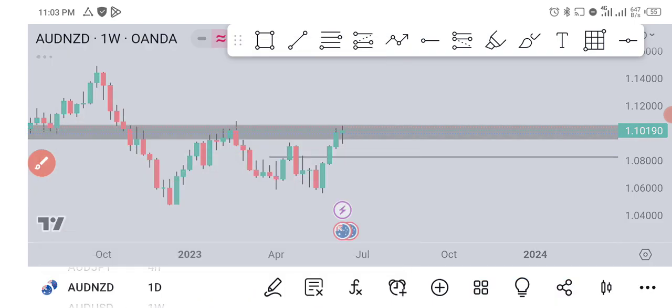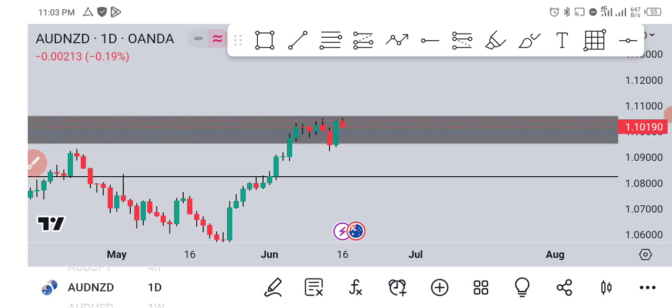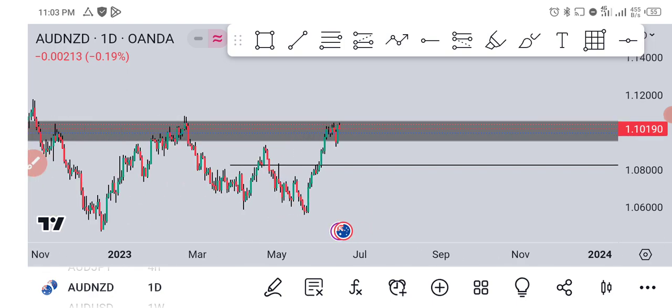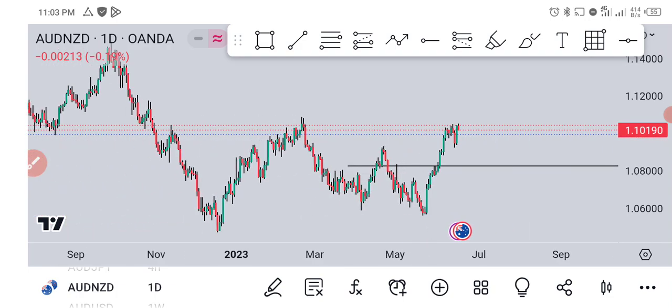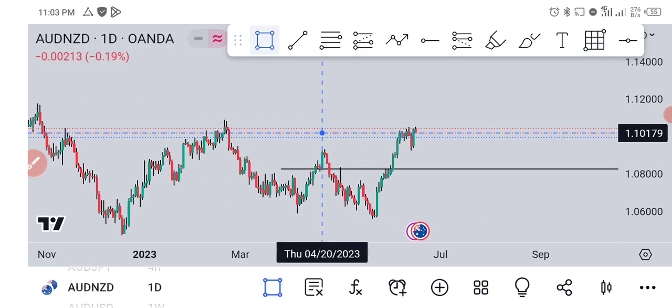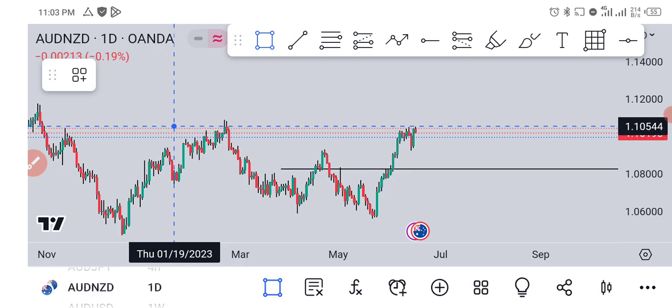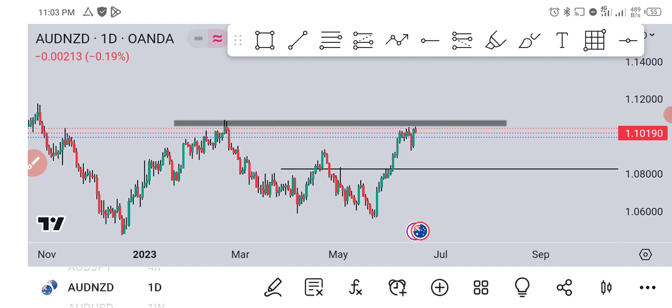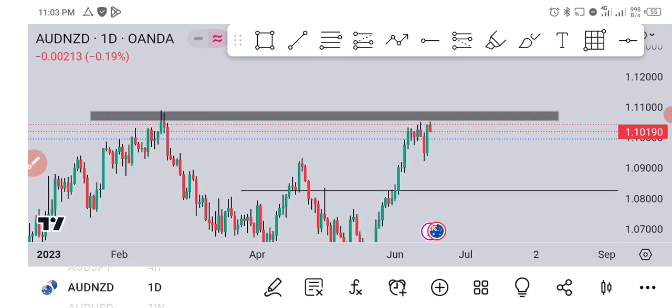Then on the daily time frame, the market has already created a double top. Let me remove this structure. So from the daily time frame here, we have the market testing this resistance that will reject the market to the upside, and a deeper test of this area is also expected before the move to the downside.